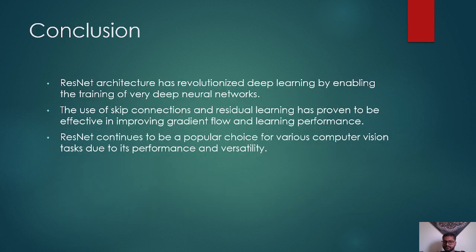Conclusion. The ResNet architecture has revolutionized deep learning by enabling the training of very deep neural networks. The use of skip connections and residual learning has proven to be effective in improving gradient flow and learning performance. So ResNet continues to be a popular choice for various computer vision tasks due to its performance and versatility. I hope you understood a little bit about ResNet architecture from today's topic.